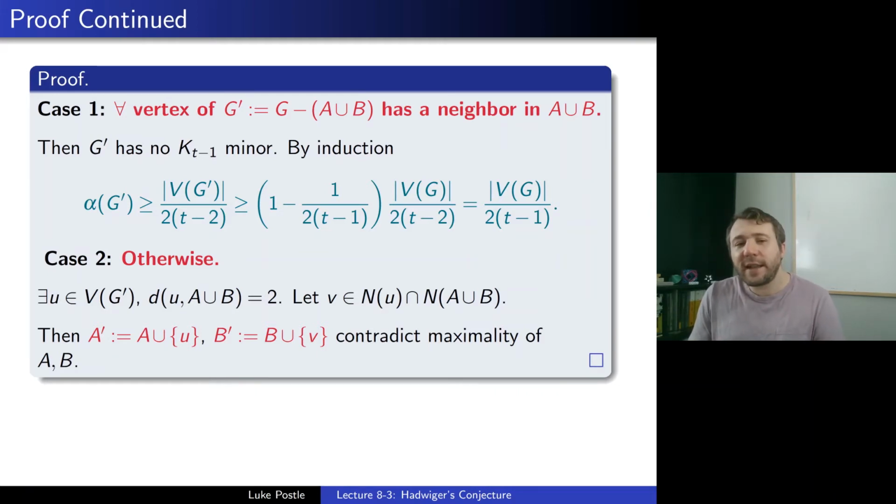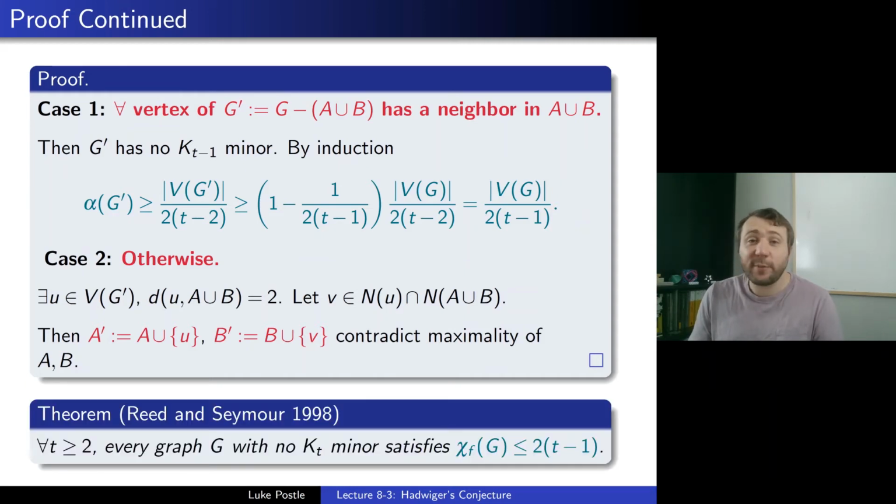I'll move on and say, what more can you do besides independent sets? Well, Reed and Seymour, in another breakthrough result from 1998, showed that for every t at least 2, every graph G with no K_t minor has fractional chromatic number at most 2t minus 1. So we won't get into that.